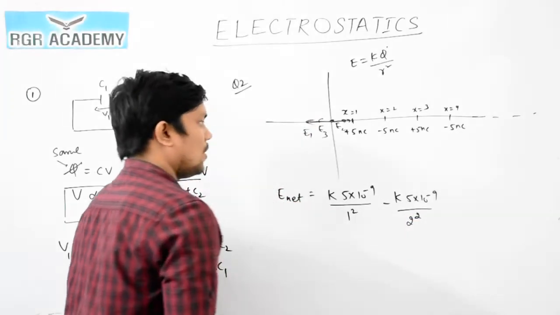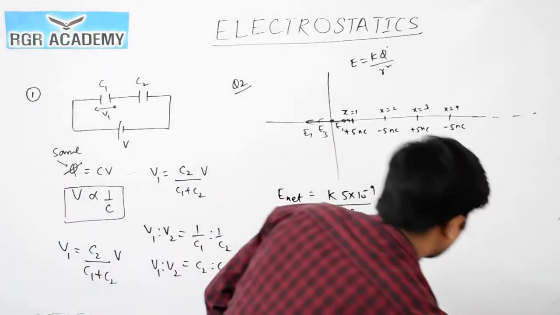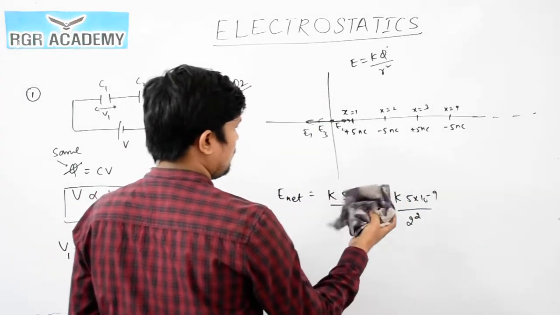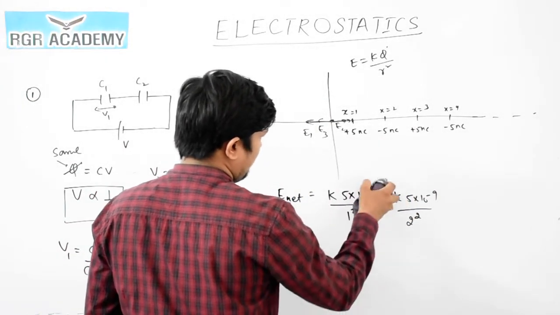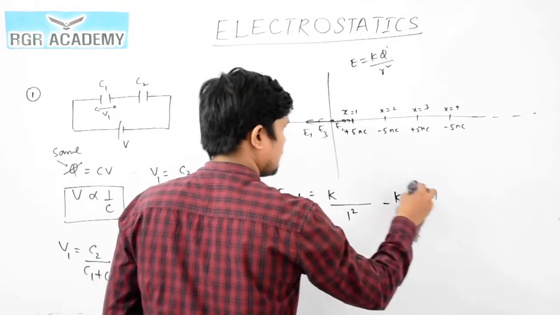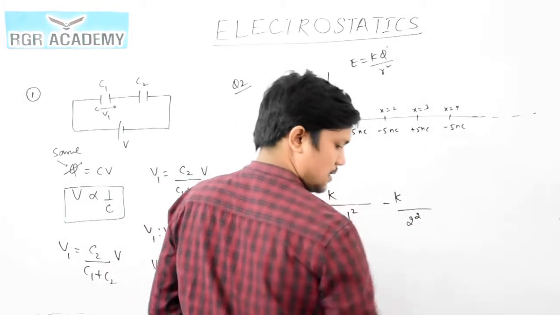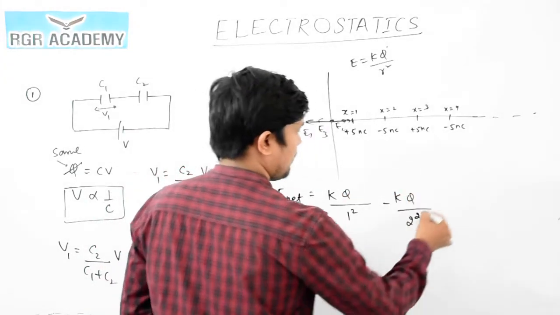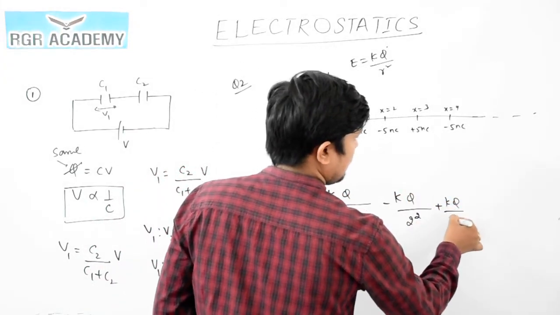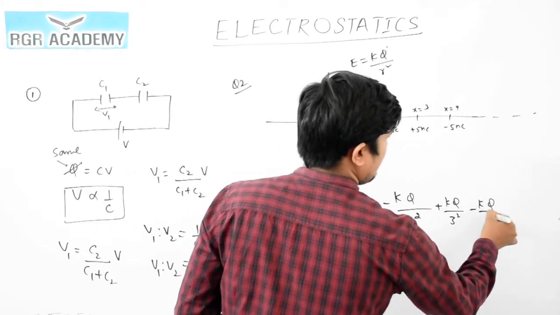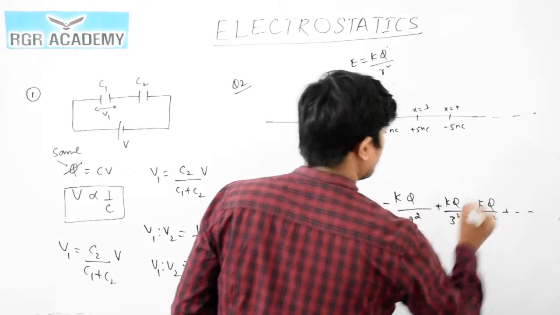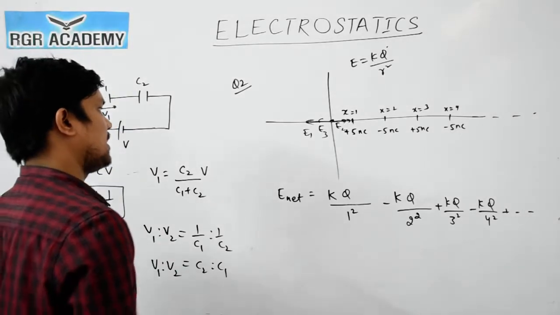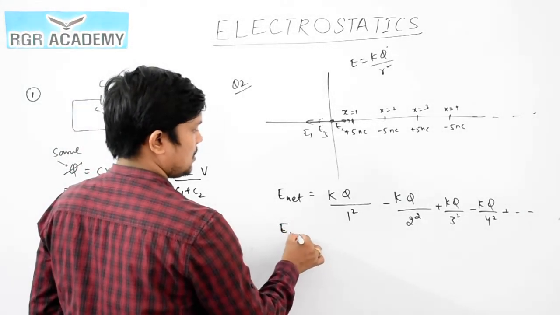Clear? Just to simplify, I will take the charge as Q and at last we will replace the values. So this you can write as KQ by 1 square minus KQ by 2 square plus KQ by 3 square minus KQ by 4 square, like this way it will go on. Clear?